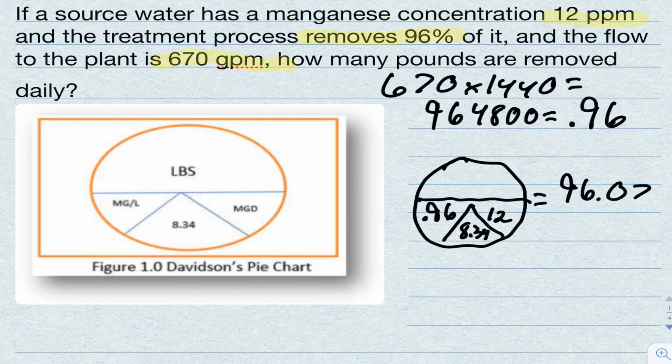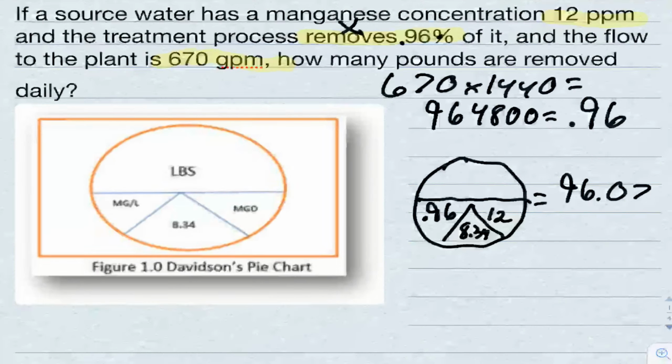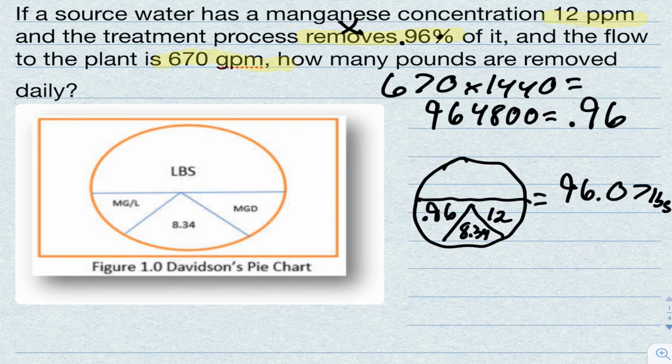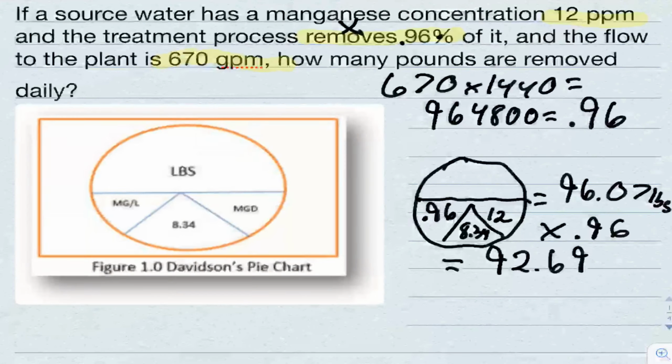Now, every time you see this removes, that means you need to multiply, and when we see this percent, we need to change that into a decimal form. So that's going to change it into 0.96. So we multiply our pounds that we just got right here by 0.96, and then we can get our final answer of 92.69 pounds.